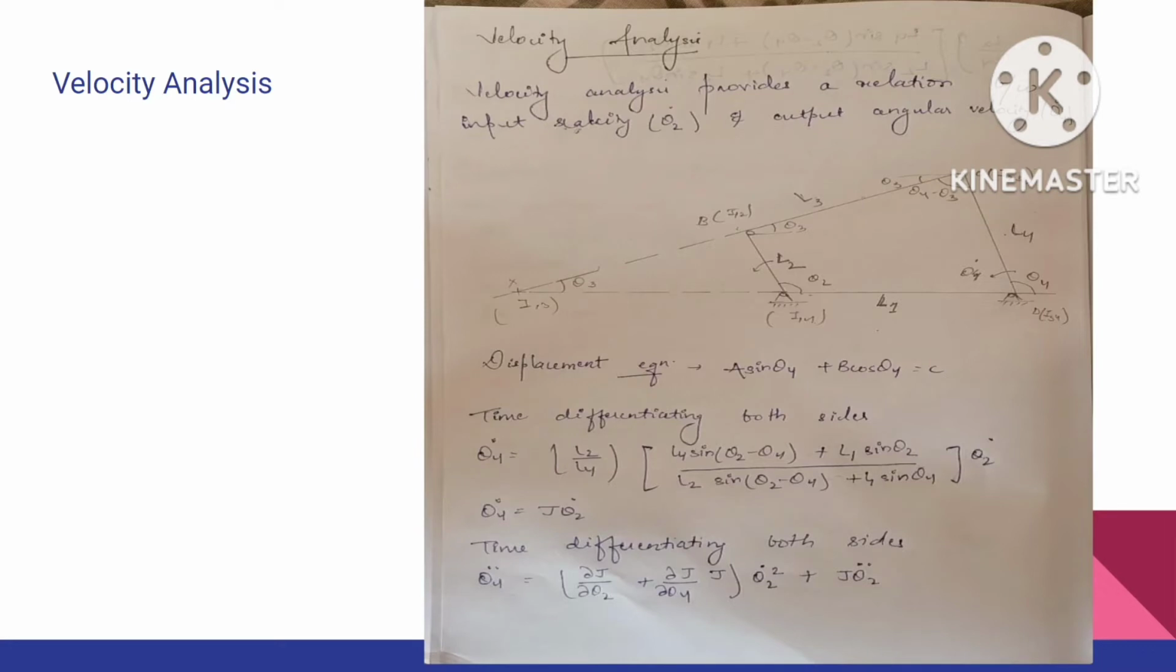Now, we had obtained the displacement equation where A, B, and C are functions of lengths and angles. The displacement equation obtained is a result of equating the magnitude of vector L2 to L4 with the length L3.